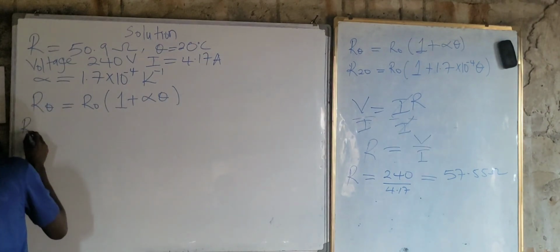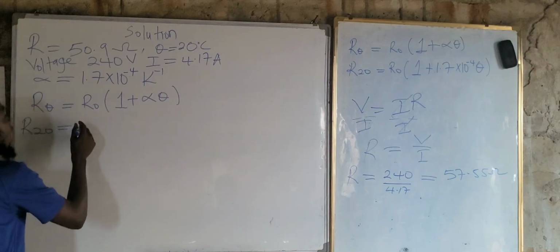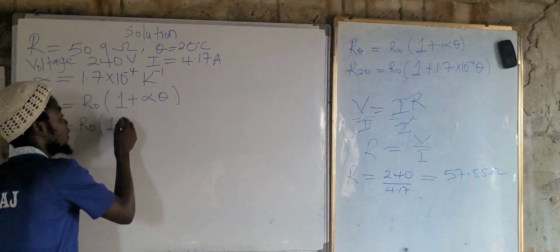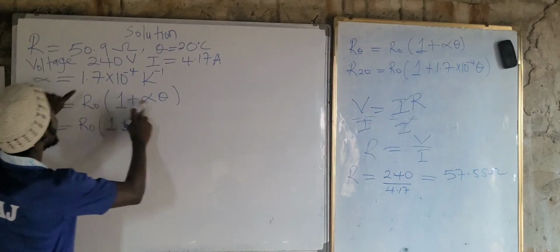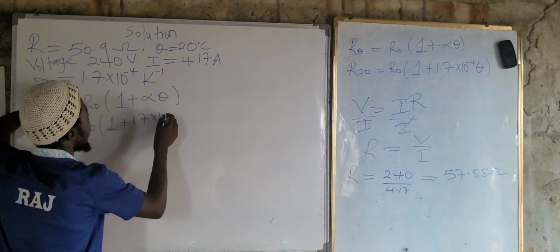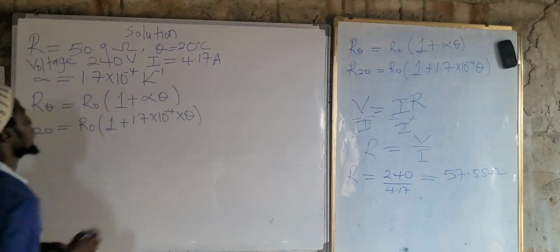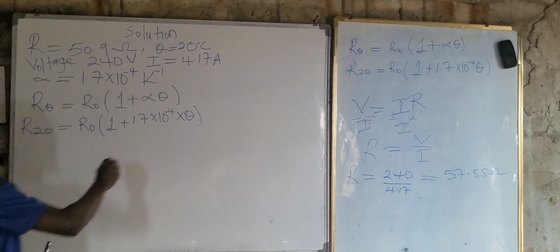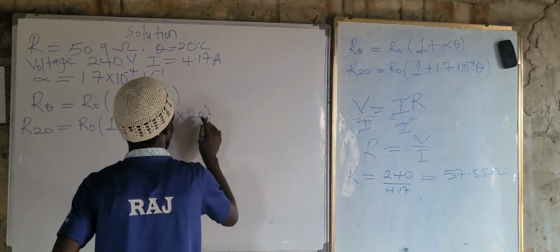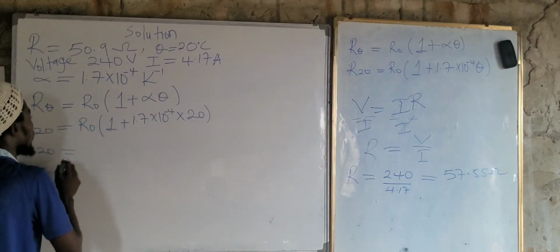We have R theta here, and theta is 20, right? That is equal to R0 times 1 plus alpha. What is alpha? It's 1.7 times 10 to the power of -4, times theta, which is 20. This is R20, right? Now R20 here is equal to.